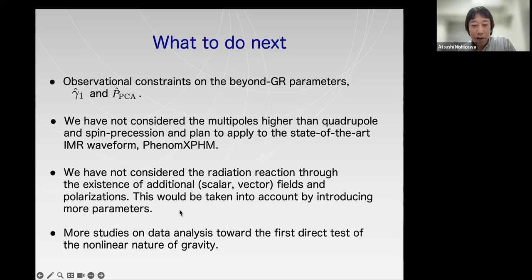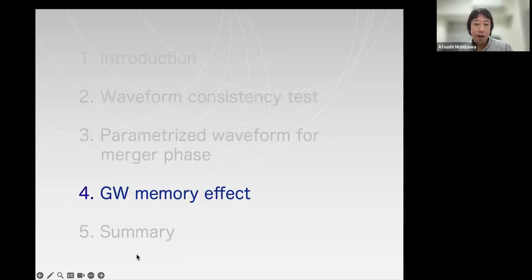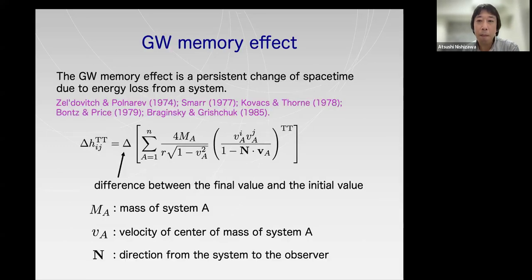Also, we need to study data analysis with this waveform. Okay, then finally, I'm talking about the gravitational wave memory effect. The gravitational wave memory effect is a persistent change of space-time due to energy loss from a system.